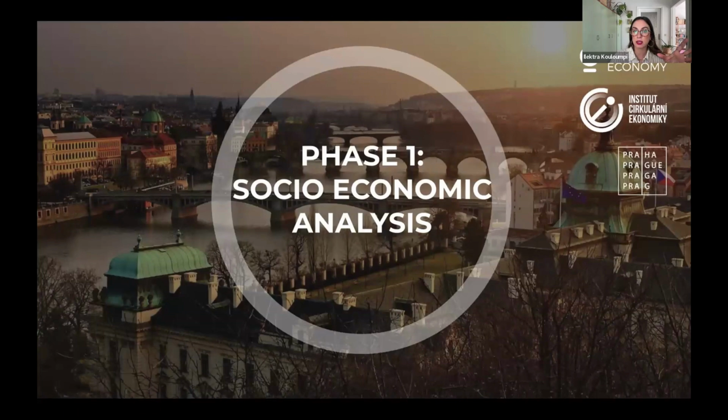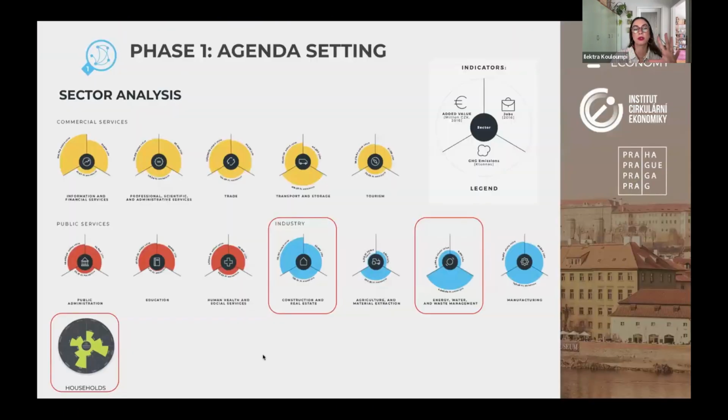So the first phase that we start with, as I said, like the current state socioeconomic analysis would create something like that, very high level, looking at the different sectors, the economic activity, the emissions, as well as the job creation. So from that, getting a feeling of where we have the bigger impact, and you would see that the bigger veggies would come from construction, real estate in terms of materials, energy, water and waste management, as well as we focused also on households as an area of interest for the city of Prague as a separate activity.